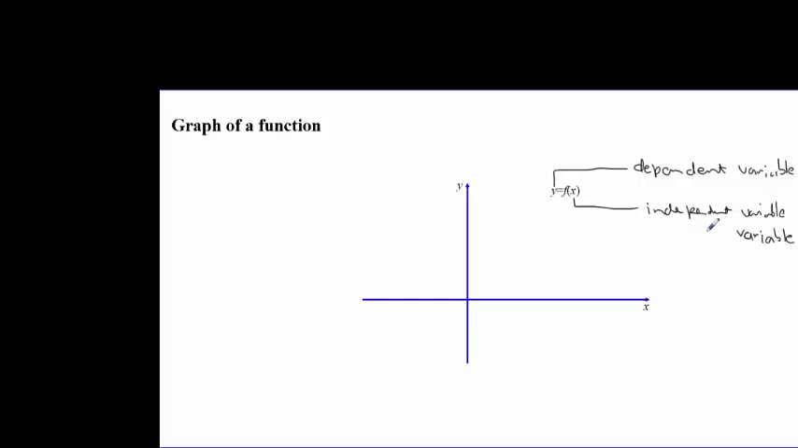So a function basically is a relationship between what? Between an independent variable and a dependent variable. Are we together, guys? Okay. Then we name our functions this way because in mathematics in general, we plot graphs of functions on an x, y system of coordinates.